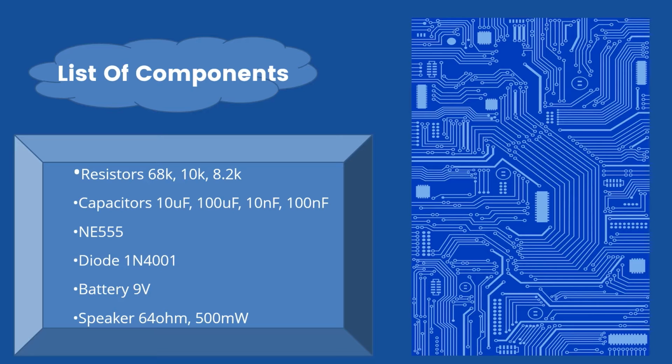In this video, I will explain about the component and equipment that we used in making the siren project. First of all, I will introduce about the list of components that we used, which is the resistor 16.8 kilo ohm, 10 kilo ohm and 8.2 kilo ohm. And then the capacitor with the value of 10 microfarad, 100 microfarad, 10 nanofarad and 100 nanofarad. After that, we also use the two pieces of NE555 and the diode with 1N4001. Basically, in the circuit, we use 9V battery in order to turn on the siren.